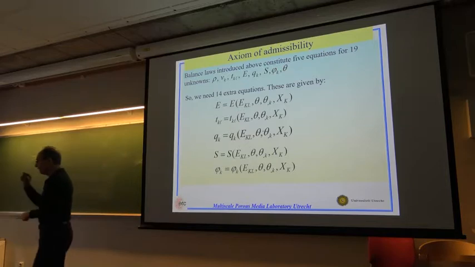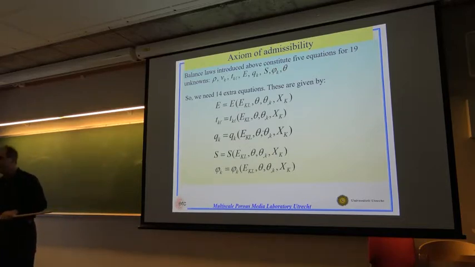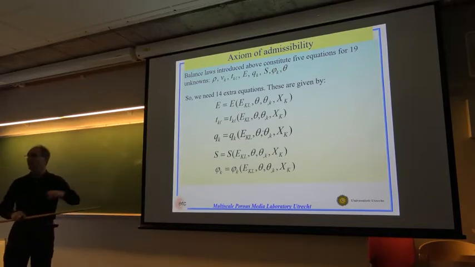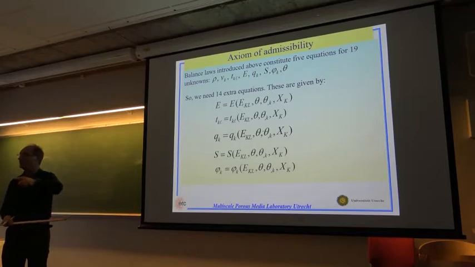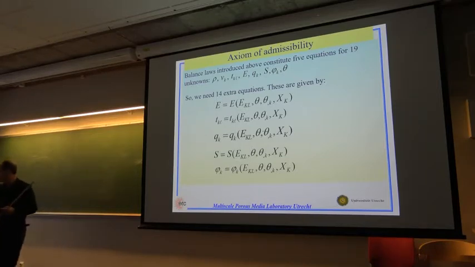That's a good point. The entropy inequality says entropy production, net production must be non-negative, which means that it can be 0. And that's equilibrium. So then it will be satisfied. Okay?